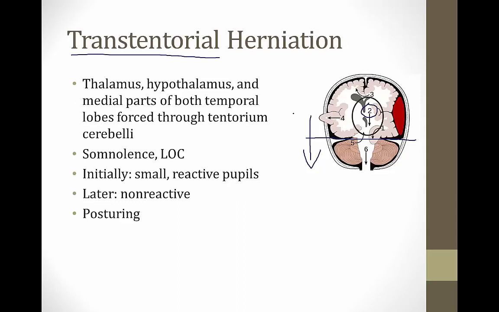When you have that type of herniation syndrome, the thalamus, the hypothalamus, and the medial parts of both temporal lobes cross the tentorium cerebelli. This is usually a fatal condition. It leads to somnolence and loss of consciousness. The pupils go through a progression where they are initially small and reactive, and then they become non-reactive. The patient develops posturing, and as I said before, patients usually do not survive transtentorial herniations.